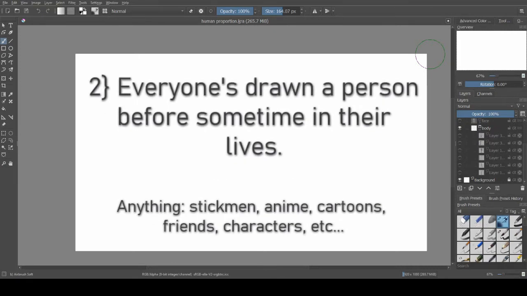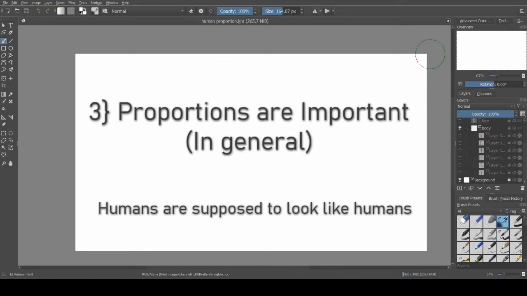In other words, many of you have probably drawn a person sometime in your life, whether it's a basic stickman or maybe some somewhat cartoony figure of someone else you know. And no matter who you are, you've probably seen a person before. Now, the reason drawing people in proportion and anatomy is important is because, quite obviously, if you don't draw the proportions and anatomy correctly, you don't exactly draw a person.